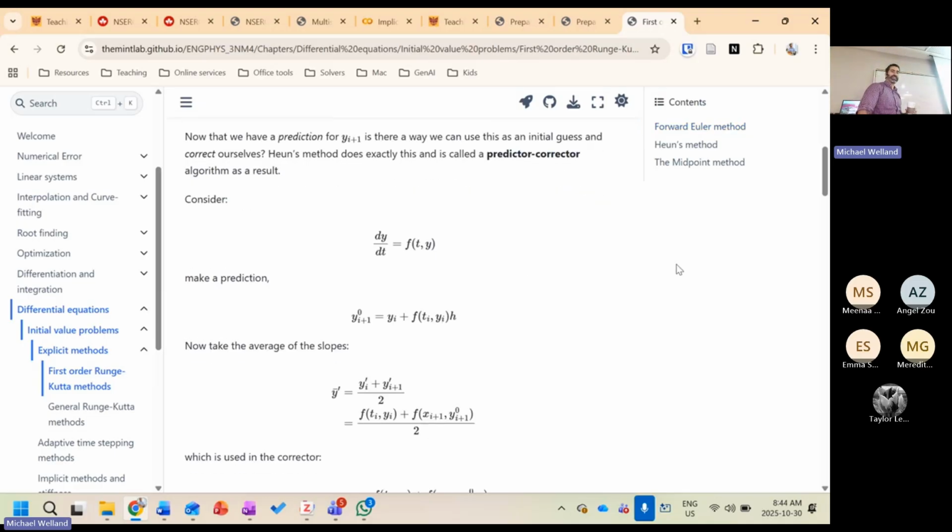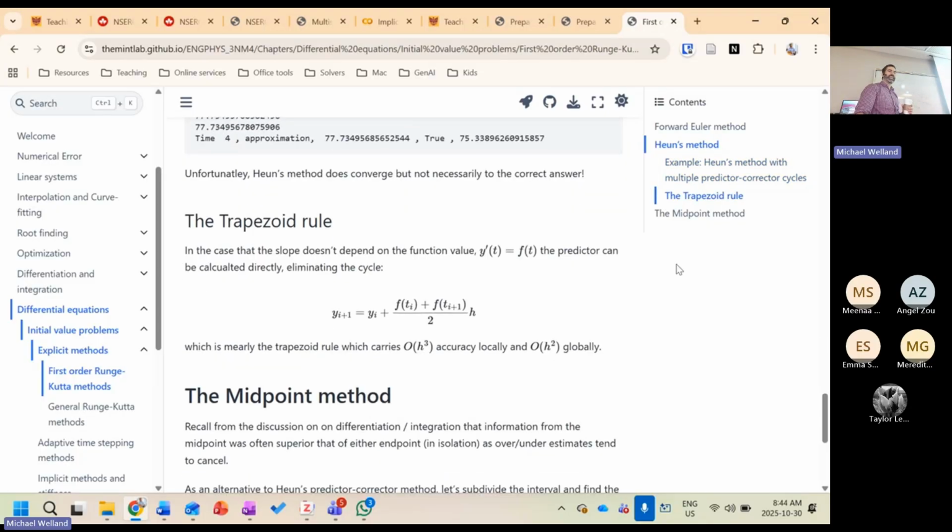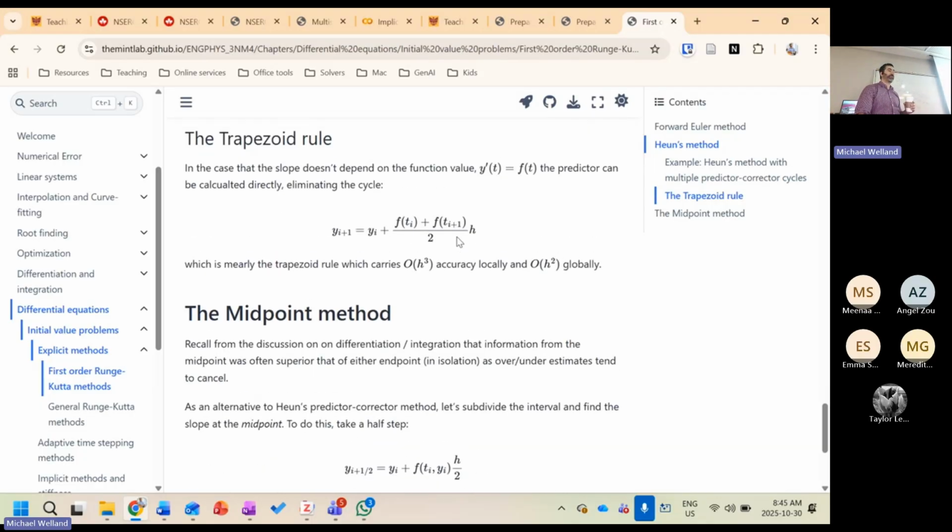Okay, Heun's method, take a look through it. It's interesting because it iterates. It's what we call a predictor-corrector method. We're going to get more into that in multi-step methods too. The idea is that you take a guess and use your guess to refine, and basically throw the midpoint at it. You could also just throw the trapezoid rule at it, only for a special case.